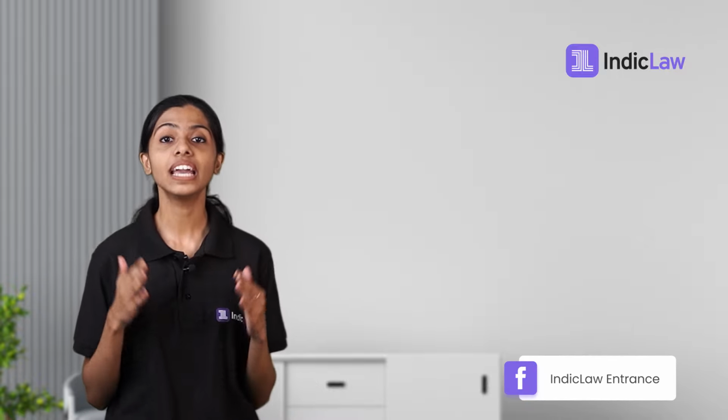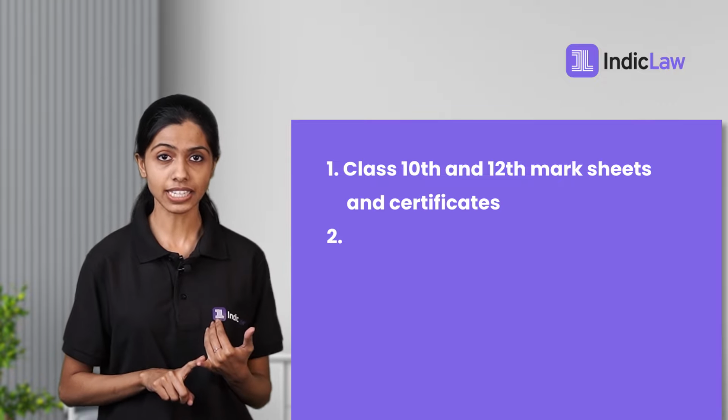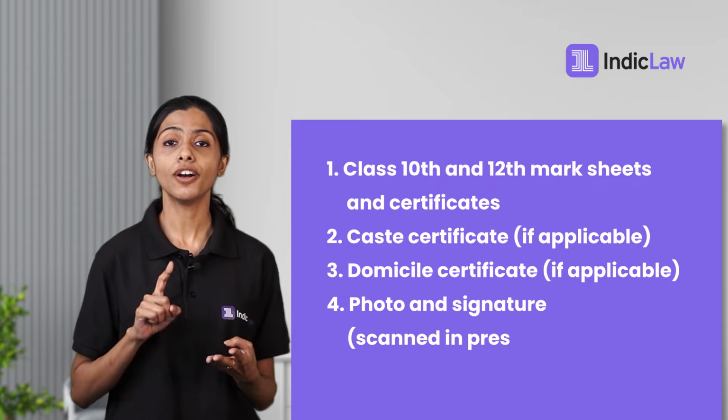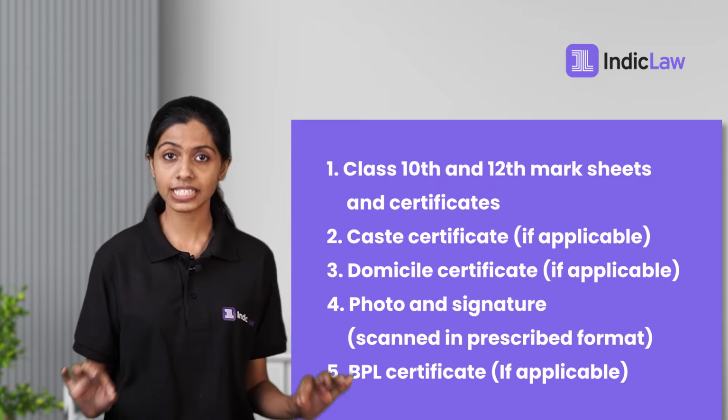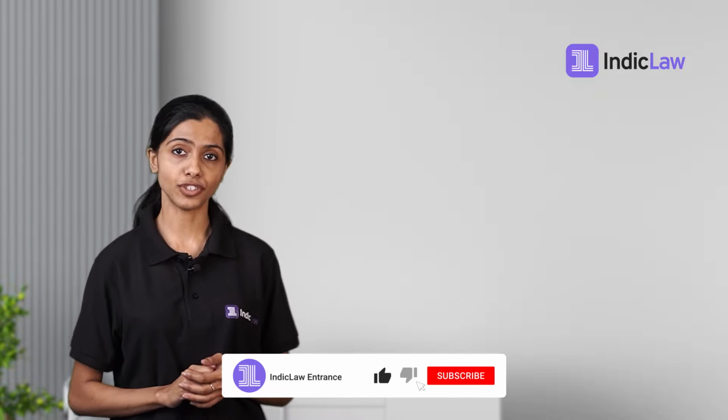The documents which you might require for your application are as follows: Class 10th and 12th mark sheets and certificates, caste certificate if applicable, domicile certificate if applicable, photo and signature scanned in prescribed format, and BPL certificate if applicable. The application fee for General, OBC, PWD, NRI, PIO, OCI, etc. is 4,000 rupees, while the application fee for SC, ST and BPL category candidates has been fixed at 3,500 rupees.